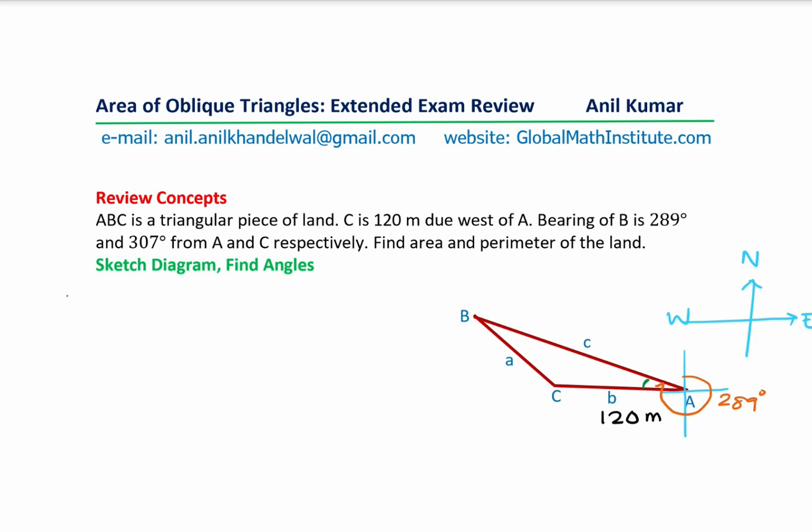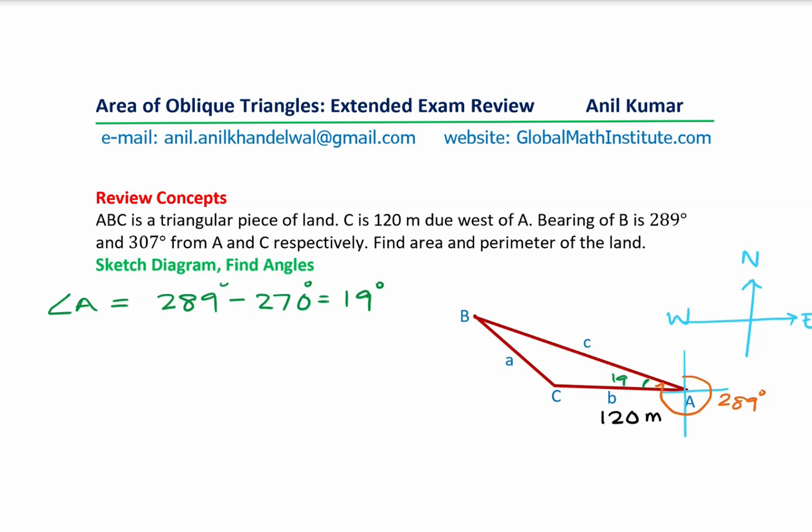So to find angle A, the best way is we can say 289, the bearing angle, minus 270 degrees. So that should give you the angle A, which in this case will be 19 degrees. Is that clear to you? So we got this angle as 19 degrees.